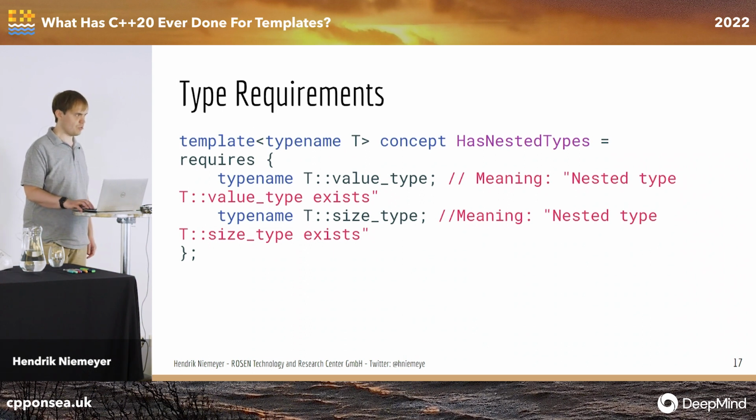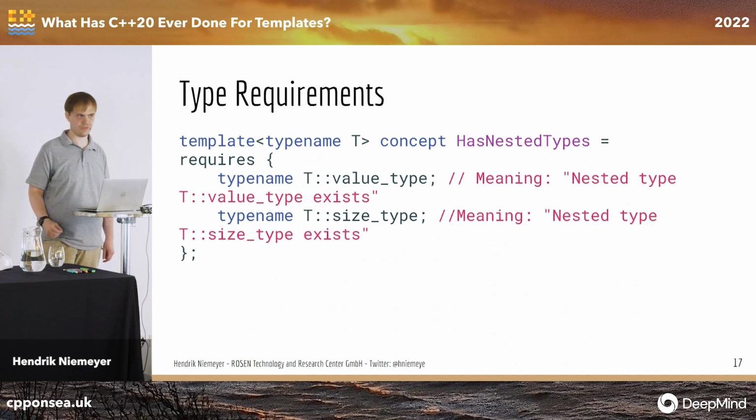Now, if both of these exist, then each of these items in the requirement sequence would evaluate to true, and then the whole requires expression would evaluate to true. If only one of these exists, then this requirement would be true, the other would be false, and the whole requires expression would be false, because it needs to be both valid. Both need to be correct in order for everything to evaluate to true.